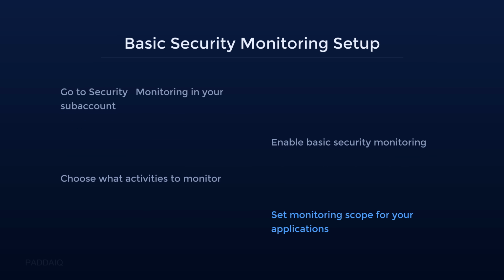Set monitoring scope for your applications. This means defining which parts of your software and its environment you will actively watch for security issues. For example, for a sales app, you might monitor user logins and data access patterns but not internal system logs. Properly setting this scope is essential for effective and focused security monitoring.